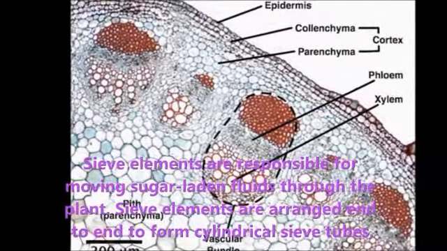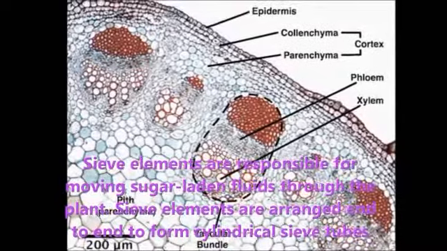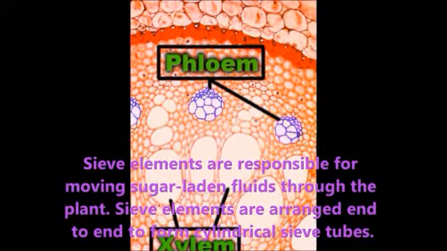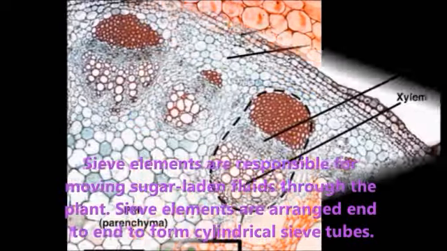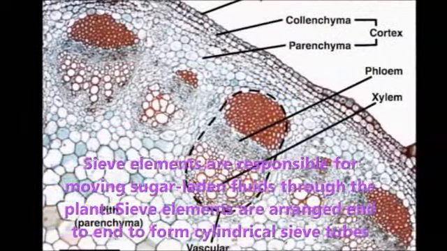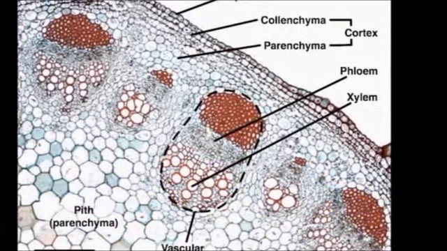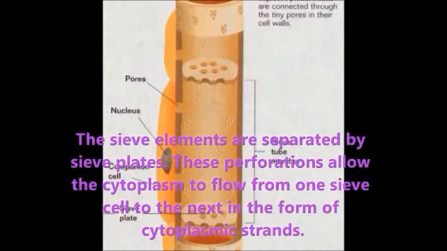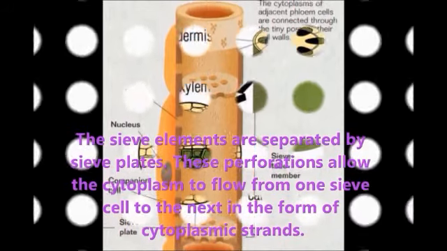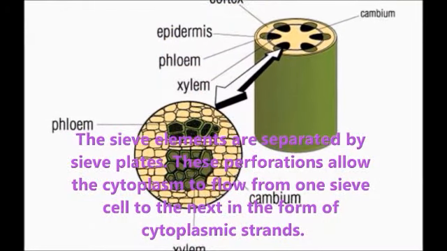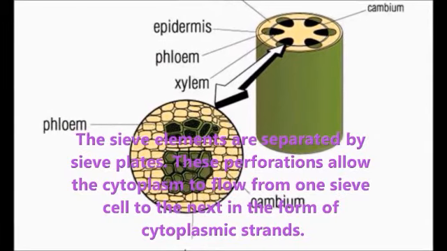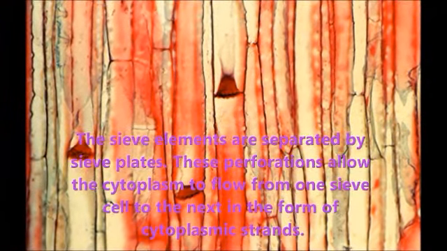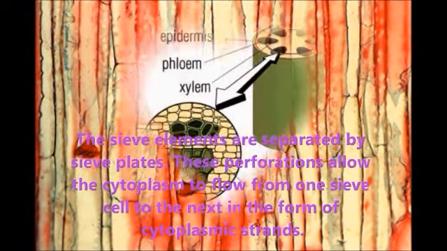Sieve elements are responsible for moving sugar-laden fluids through the plant. Sieve elements are arranged end to end to form cylindrical sieve tubes. The sieve elements are separated by sieve plates. These perforations allow the cytoplasm to flow from one sieve cell to the next in the form of cytoplasmic strands.